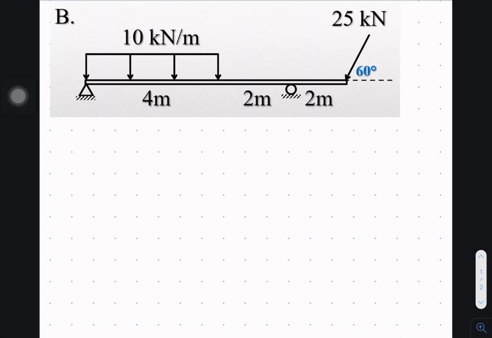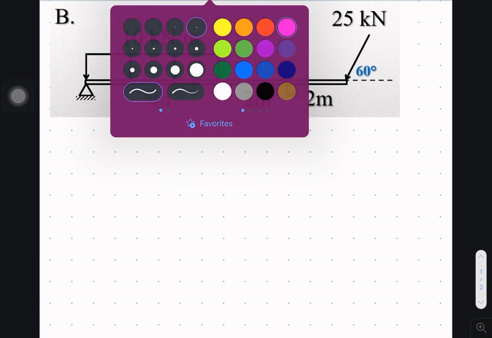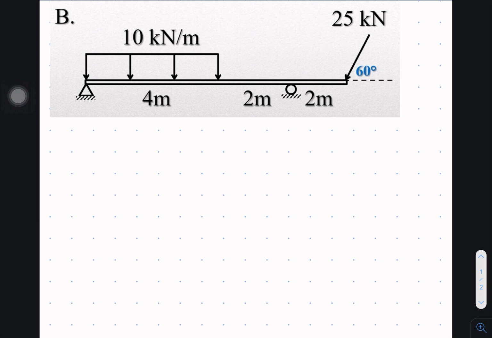So letter B, again, we're going to solve for the reactions, the same as in A. Letter B here, we have a beam. And what we're going to do is first assign a letter to every change of loading from left to right.